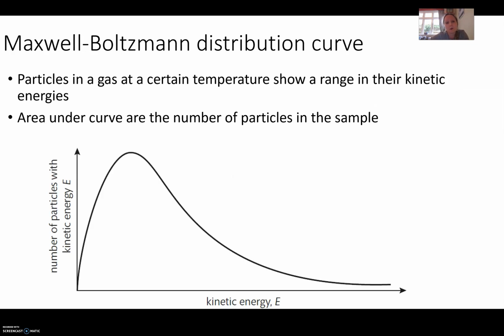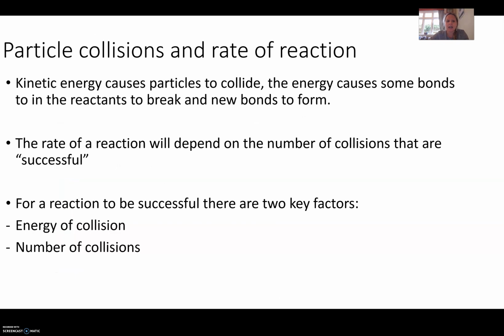So the Maxwell-Boltzmann distribution curve, they love asking these in diploma. So it's kinetic energy on the x-axis, and on the y-axis is the number of particles with kinetic energy, and the area under the curve is the number of particles in the sample. Okay, so we can actually use this to represent a few factors, but before we move on, particle collisions and rate of reaction.